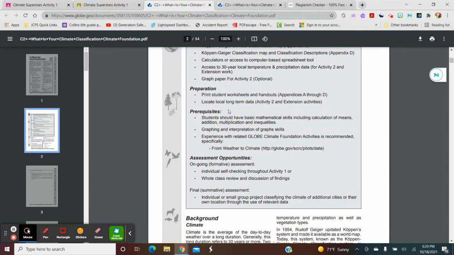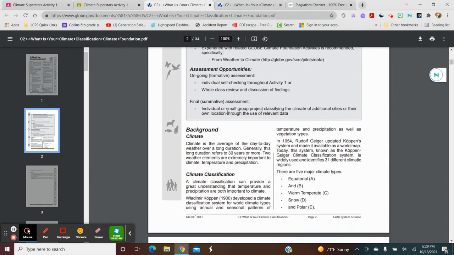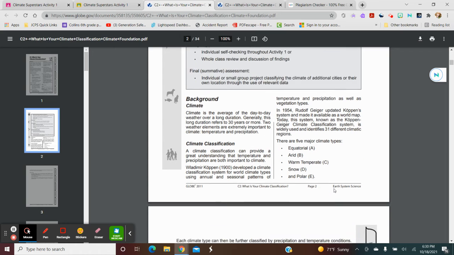I'm on page 2, looking through here, and then it has background. That sounds important. Climate is an average of the day-to-day weather over a long duration, over 30 years. Hey, same thing I just skimmed. Here's this guy back in 1900, figured this out, and then in 1954, the other guy, Rudolf Geiger, updated the system and made it available, and there it is. And hey, look, there are 5 major climate types. I should probably make a note of that, and I'm going to classify us into one of those 5.